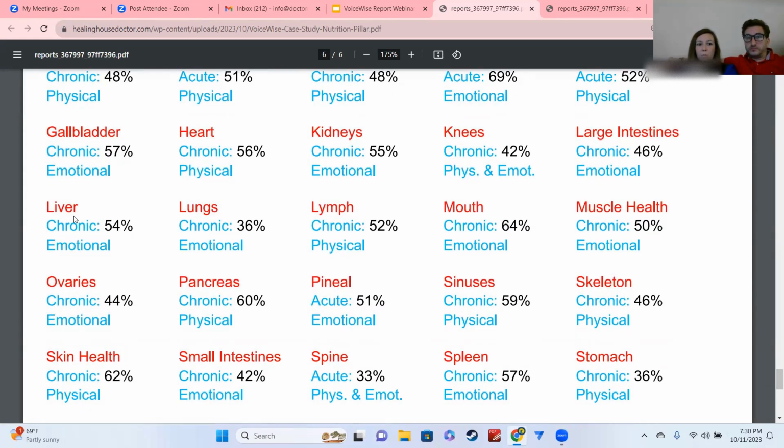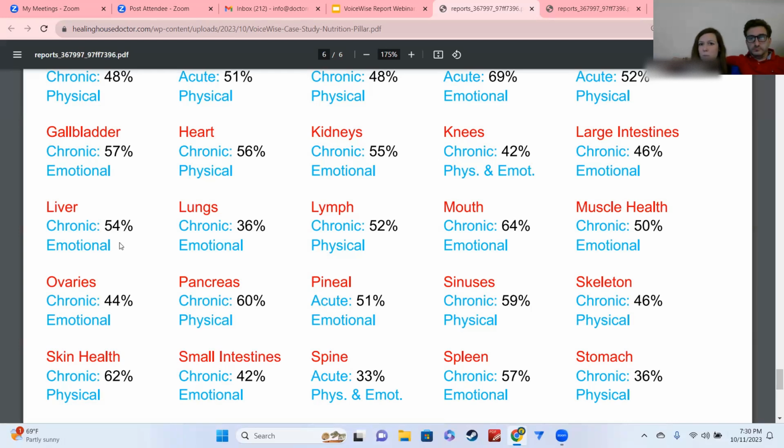So for example, for this individual, liver came up as being more on the emotional side. And I've actually worked with an individual who was trying to improve their liver for 2 years and nothing improved her liver numbers. So I said, you know what, let's just try something different, because I had a feeling that it was probably more on the emotional side. And then after we did her voice test, it was confirmed that it was.